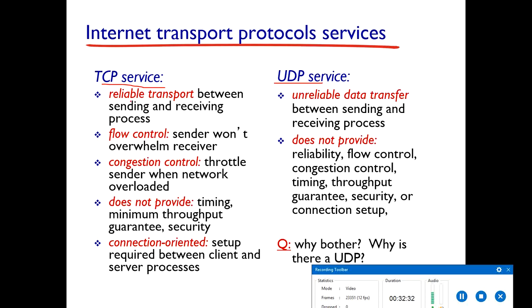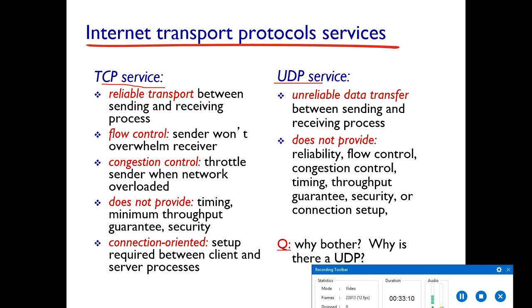It provides reliable transportation between the sending and the receiving host. So the communicating processes can rely on TCP to deliver all the data sent without error and in the proper order. When one side of the application passes a stream of bytes to the socket, it can count on TCP to deliver that same stream of bytes to the other side. TCP also provides flow control. That means the sender won't overwhelm the receiver with a flood of packets.